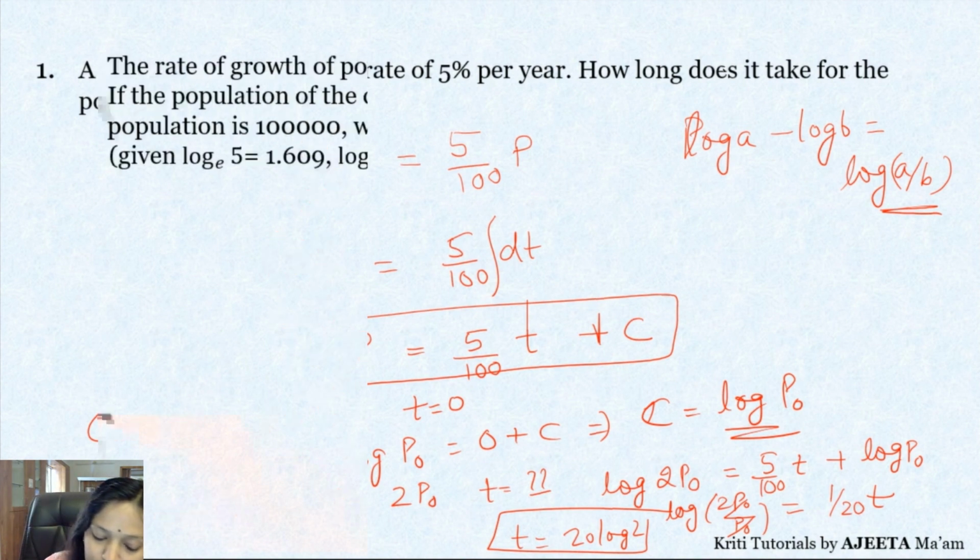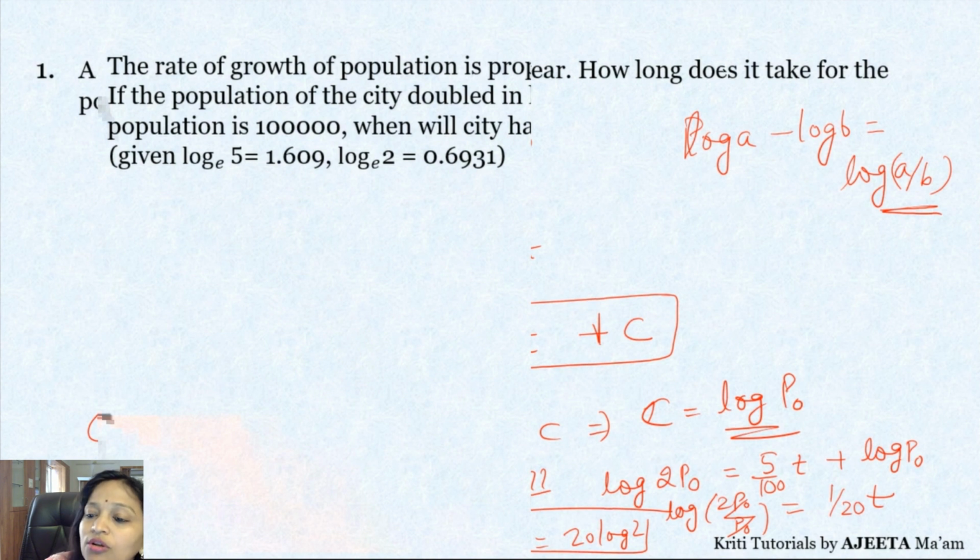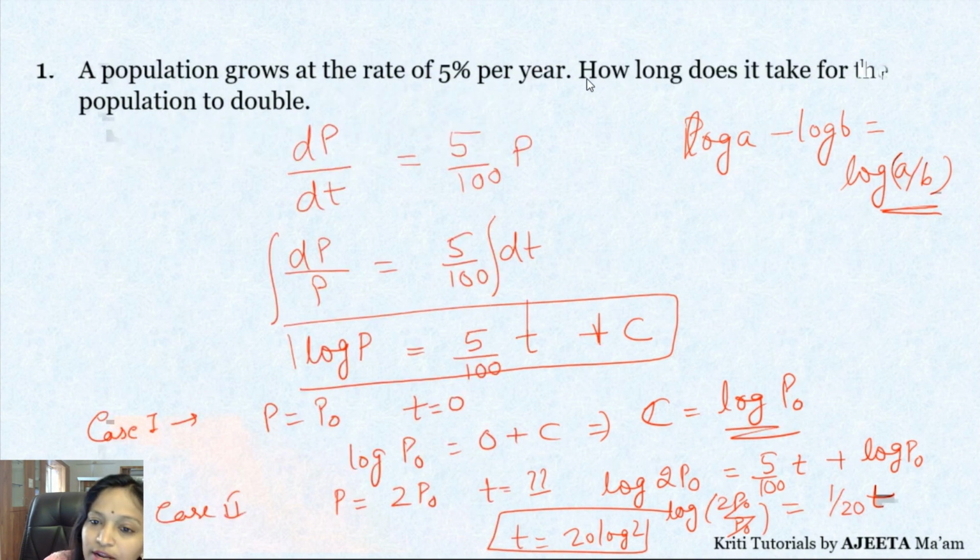Okay, now let's take another. The rate of growth of population is proportional to the number present, right? Let's make it.